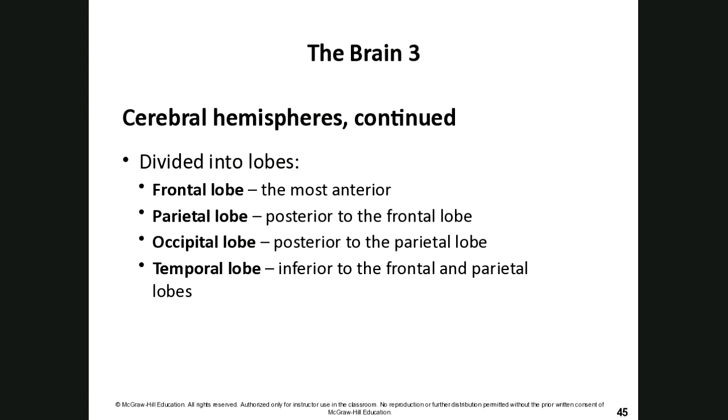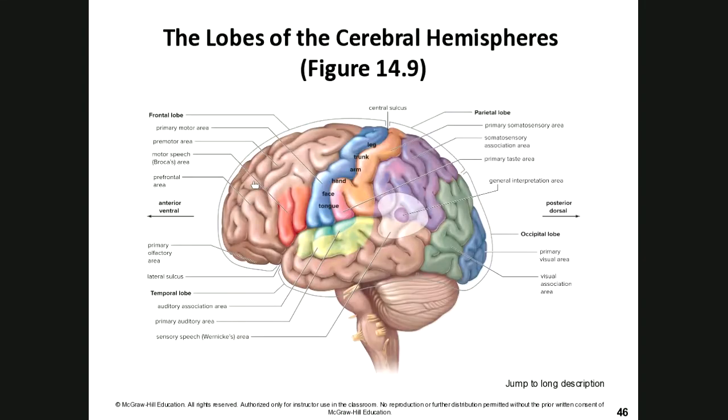So those cerebral hemispheres are divided into distinct lobes. Remember, it's all called the cerebrum, but we can divide it into different parts. The frontal lobe is right there in the front. The parietal lobes are right there on the side. The occipital lobe is the one in the back, and the temporal lobes are right there above your ears. So we have frontal, parietal, occipital, and temporal.